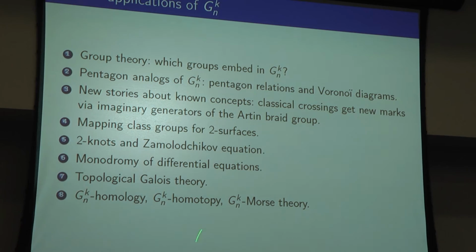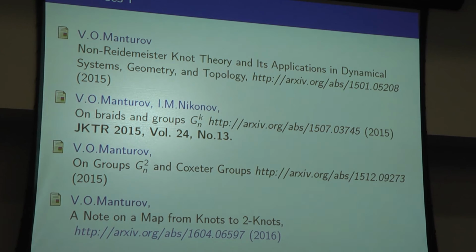Well, of course, mapping class groups of surfaces, since we have the homological equation, should be related to two-knots and many other things. And also, of course, since we have dynamical systems of points on the complex plane, we can study topological Galois theory. And finally, we can look for G N K homology, homotopy, Morse theory, and whatever else. Here are some references. I think my time is up.